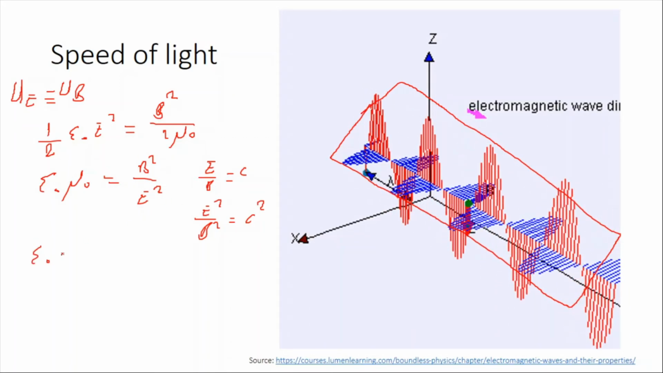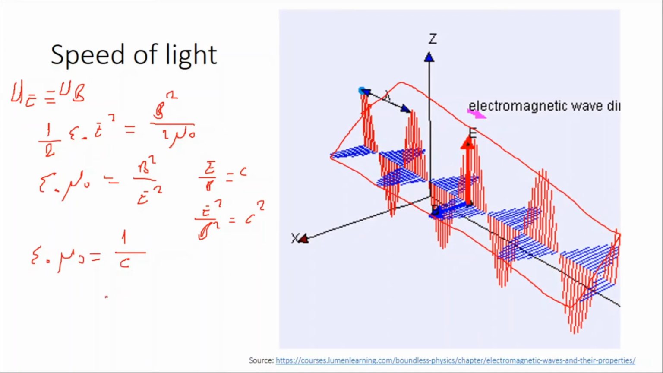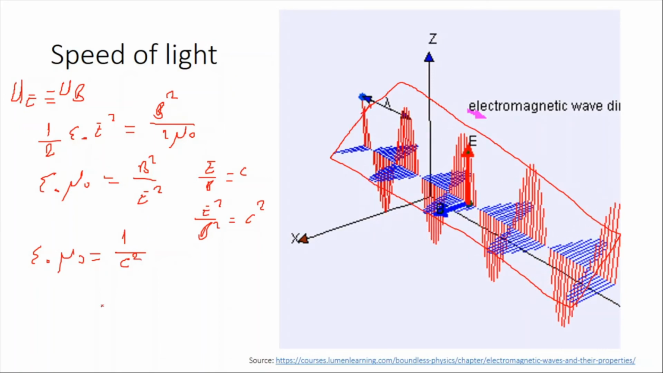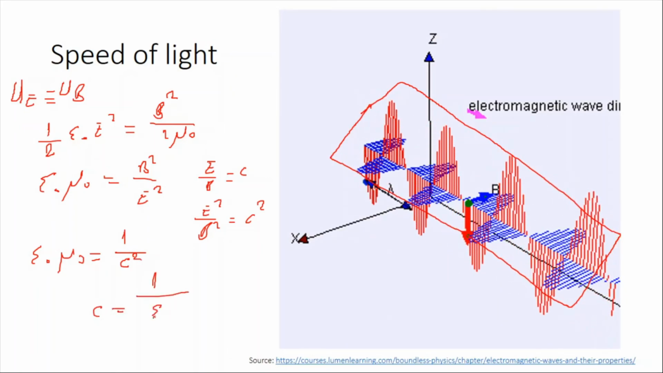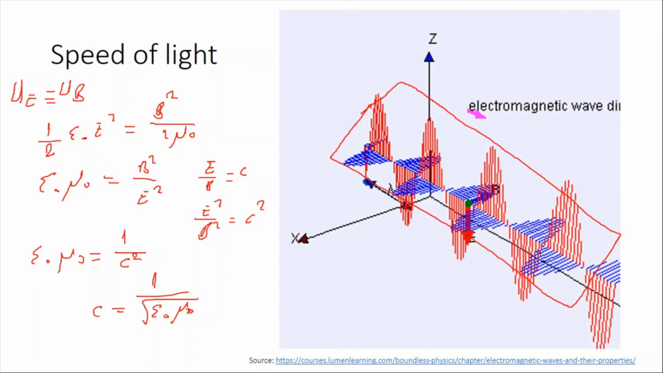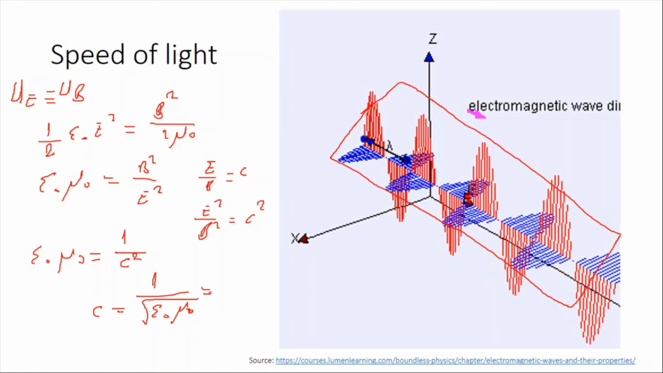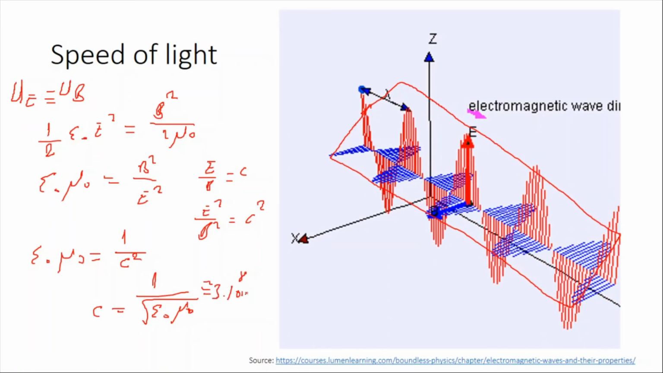So epsilon 0 mu 0 is going to be equal to 1 over C squared, sorry. If we rearrange this formula, C is going to be equal to 1 over the square root of epsilon 0 mu 0. Now we know the values for epsilon 0 and mu 0. If we insert their values here, approximately we will get 3 times 10 to the 8 meters per second.